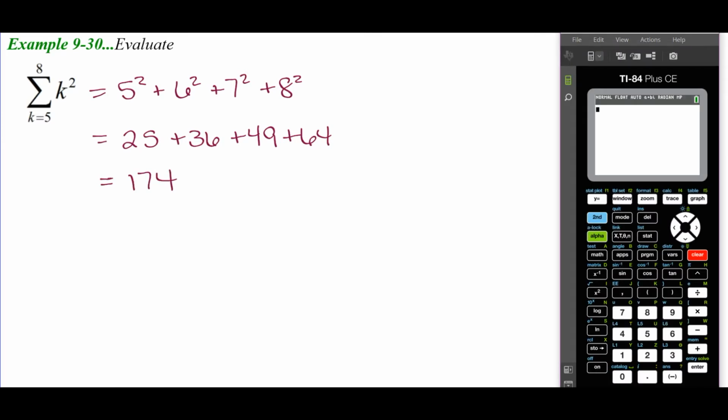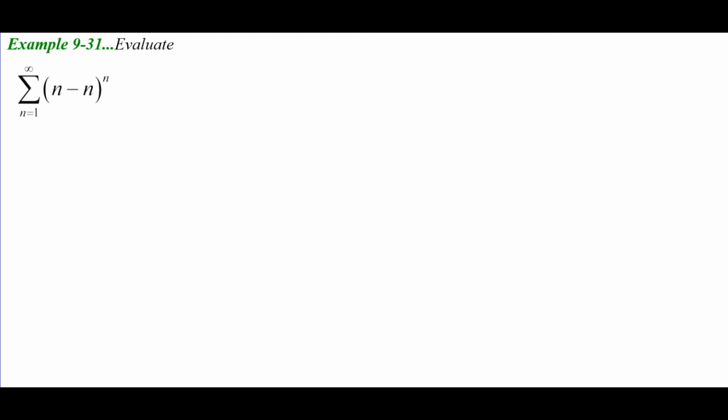Again, I can use the calculator and do the summation notation in the calculator. So remember math button, and then I want to go down towards the bottom so you can use the up arrow because it's a little bit quicker. And then again, I'm going to use x, so x equals 5 to 8, and then we're just going to go x squared. One more example here.